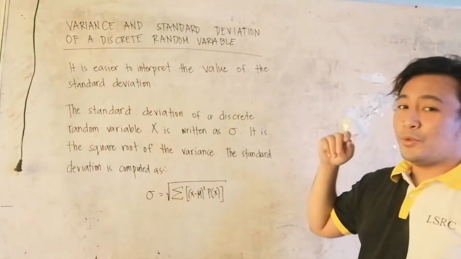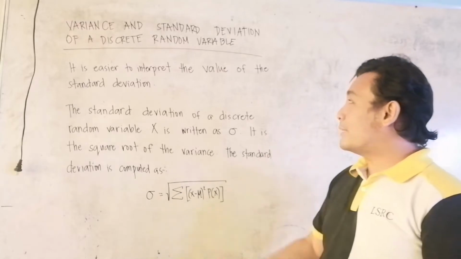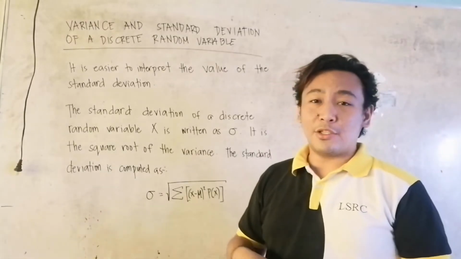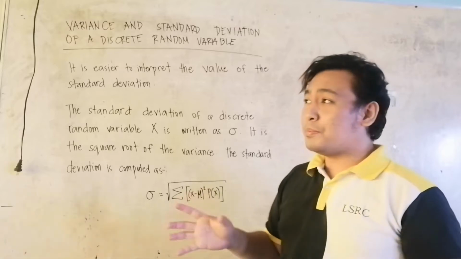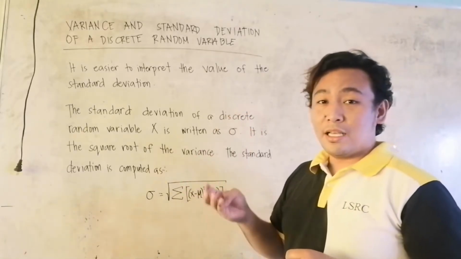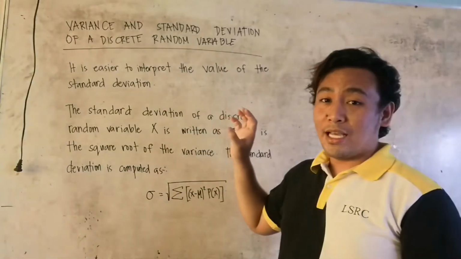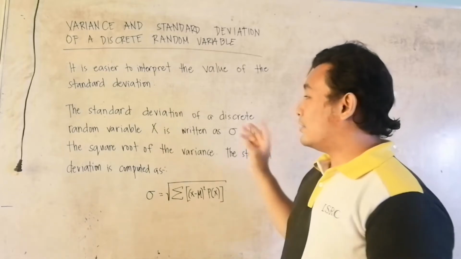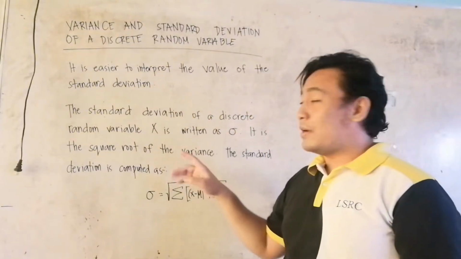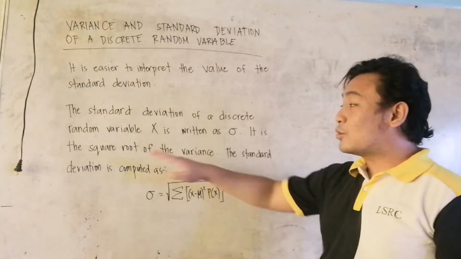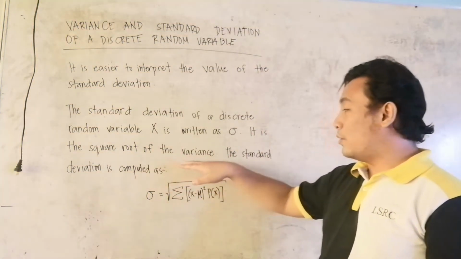It is easier to interpret the value of the standard deviation. Mas madali natin i-interpret yung value ng standard deviation simply because they are the same unit. It has the same unit with the measure of x. The standard deviation of a discrete random variable x is written as this symbol. It is the square root of the variance.